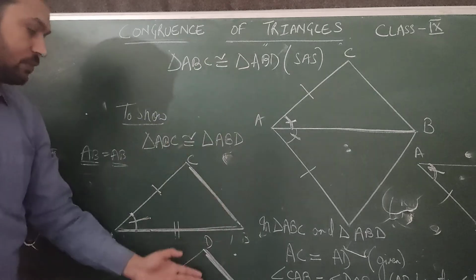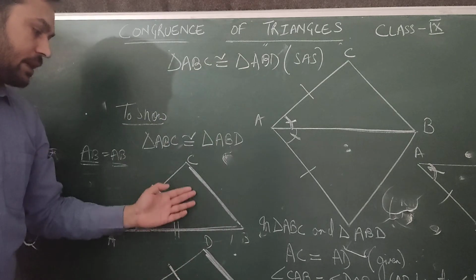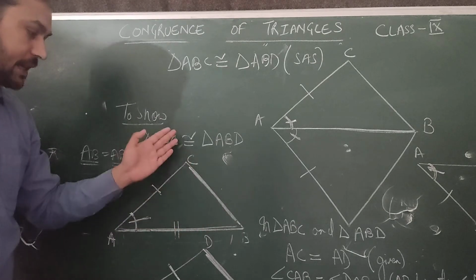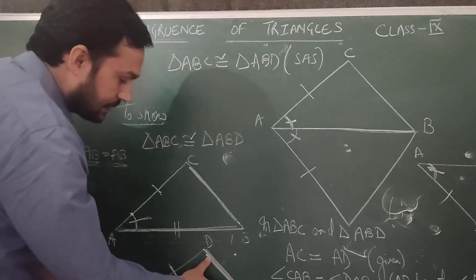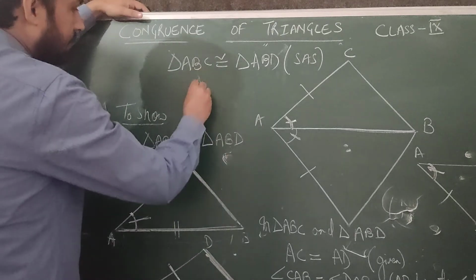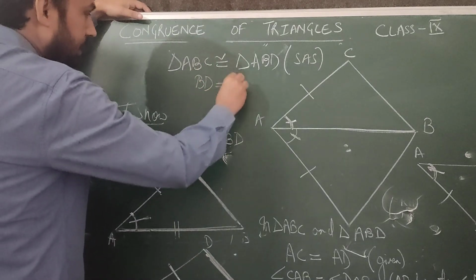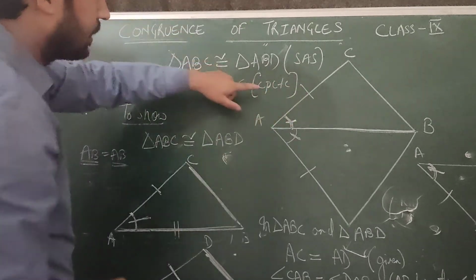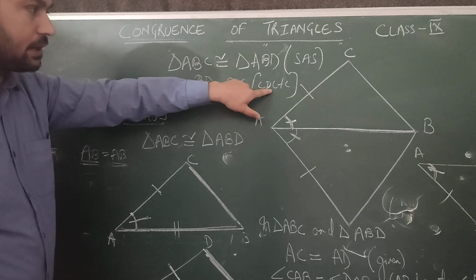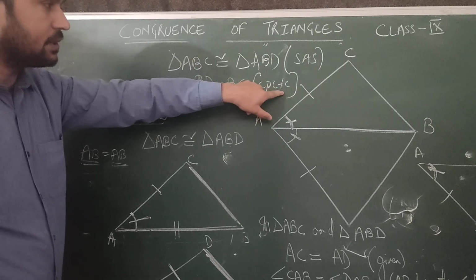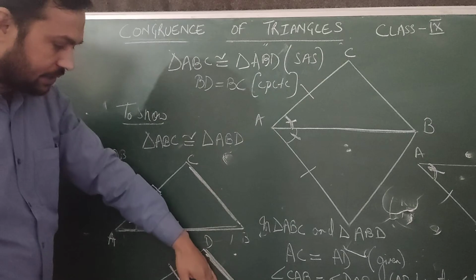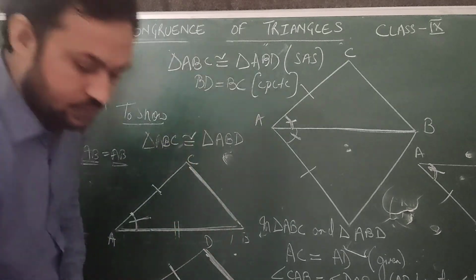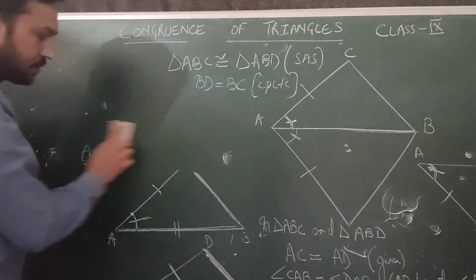We have already made the two triangles congruent, which means the shape is the same and the size is the same. So we can say this line segment is also equal. That means BD equals BC. The reason will be CPCTC, that is, corresponding parts of congruent triangles are congruent. It means once the two triangles are congruent, their corresponding parts are equal. So this is how we do congruence of triangles.